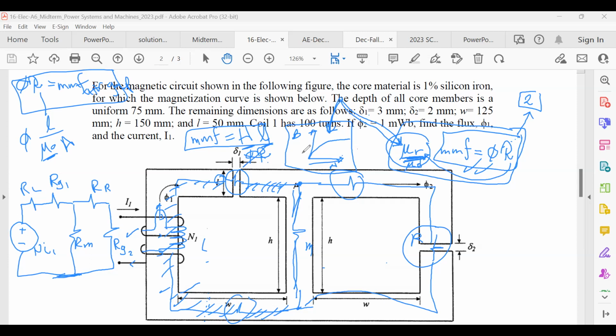The reason for that is the BH curve includes many mu's because it's not linear. The relationship is B equals mu H, because mu is the slope of the BH curve. If it's a straight line, then it will be one mu, one slope, right? This is the slope. But the BH curve includes multiple mu's, different slopes. It's not linear, it's not a straight line.